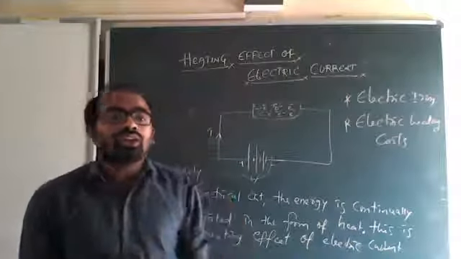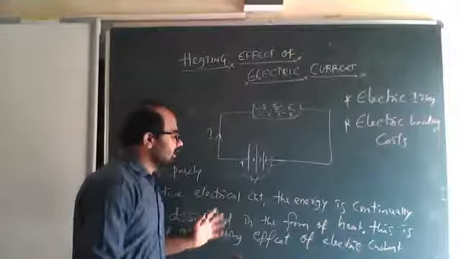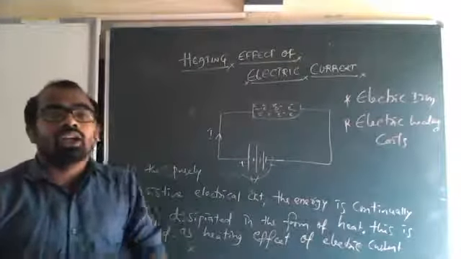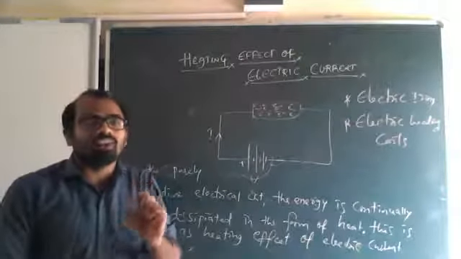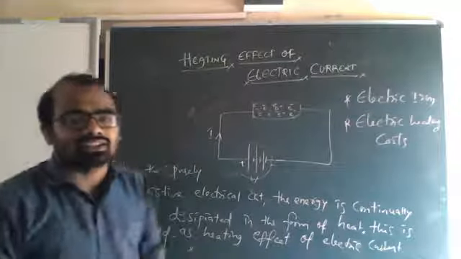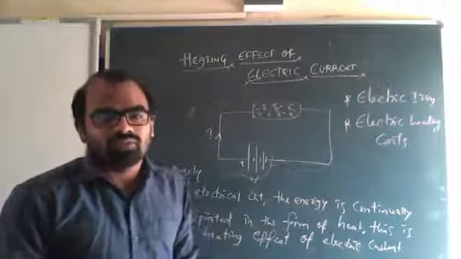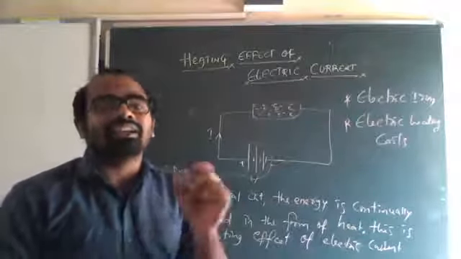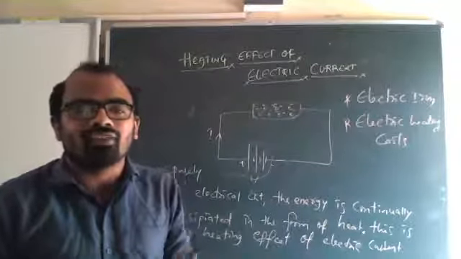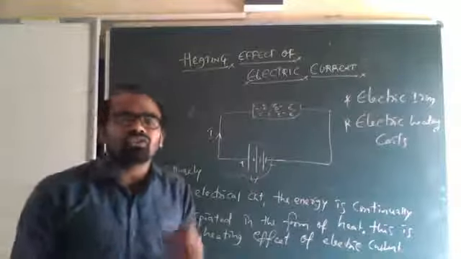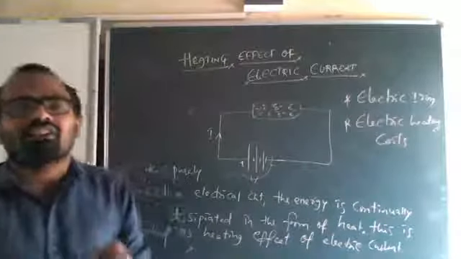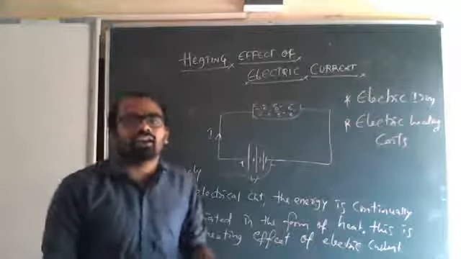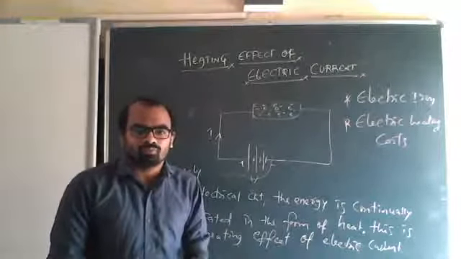So there we are using the heating effect of electric current. Come once again, what is the heating effect of electric current? In the purely resistive electrical circuit, the energy is continually dissipated in the form of heat. This is called heating effect of electric current. Examples: electric iron or electric heating coils.